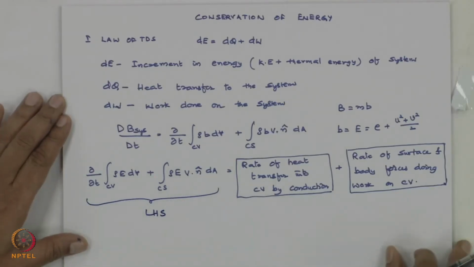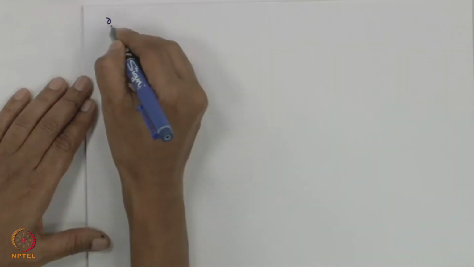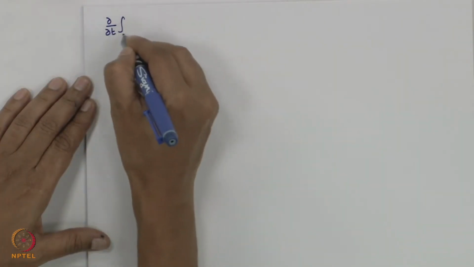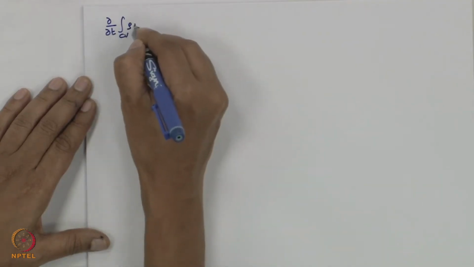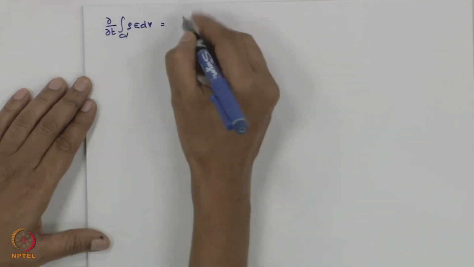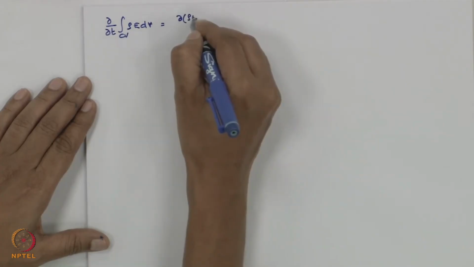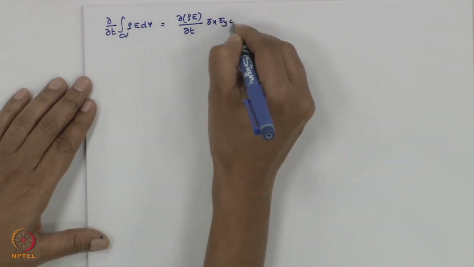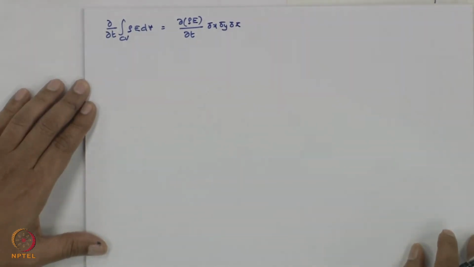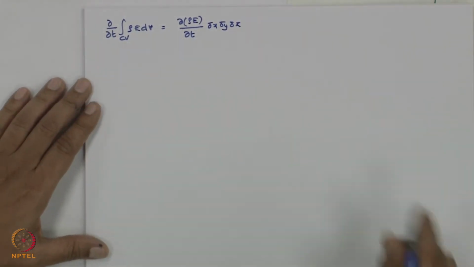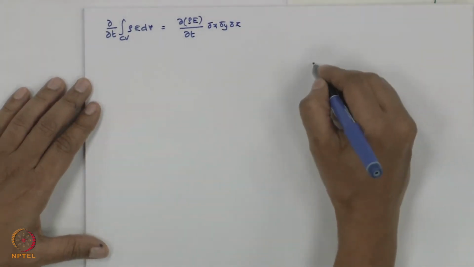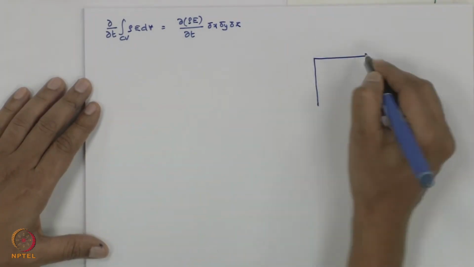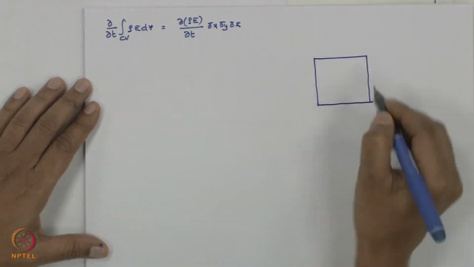So for this left hand side, the first term is ∂/∂t of ∫CV ρE dV, which is equal to ∂(ρE)/∂t Δx Δy Δz. Is that right? Now you have the control volume, a parallelepiped.